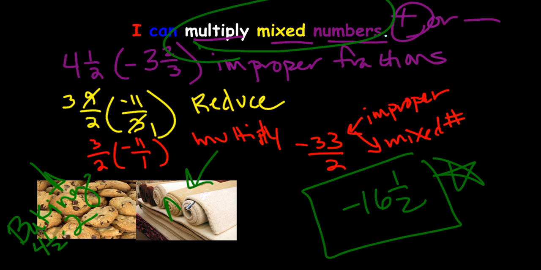Or it could come in with area. Like if I'm going to carpet a room and the room is 9 1/2 by 10 3/4. Now I'm going to have to go ahead and multiply those mixed numbers in order to find the area of the room. So 2 real life applications, like where do I use this? This is where: baking, area, 2 spots.